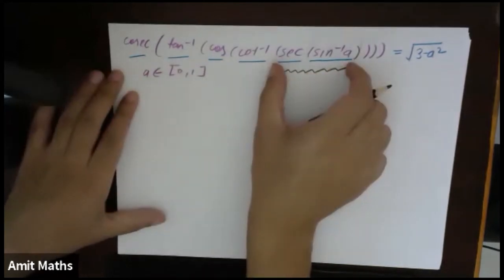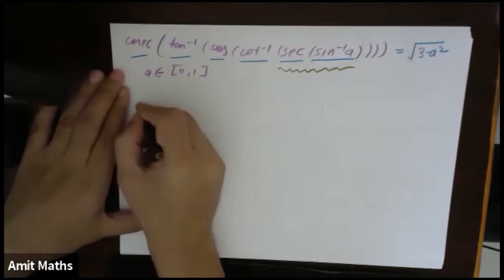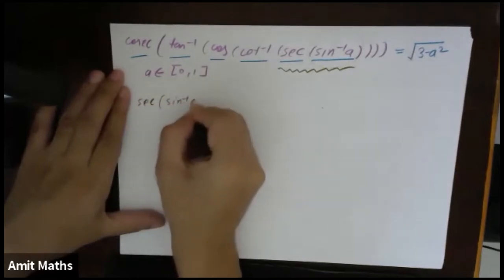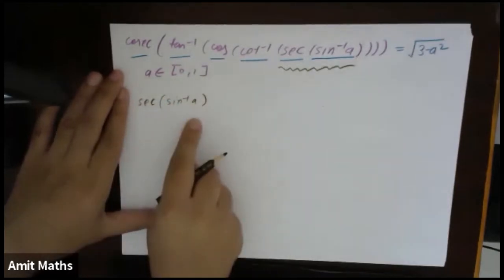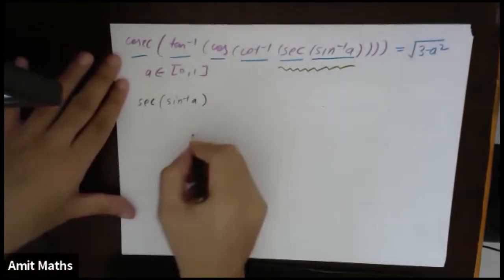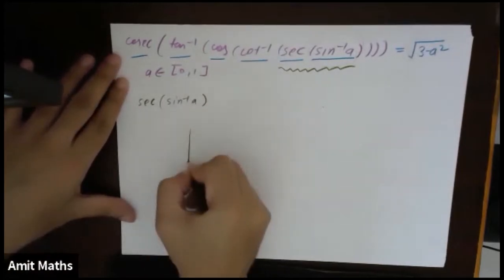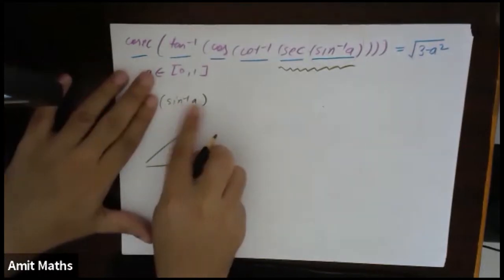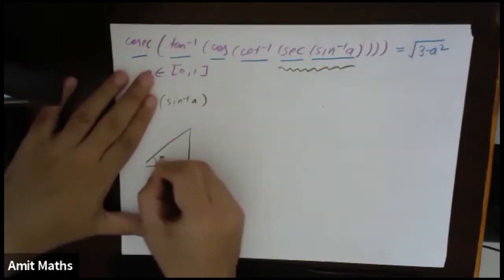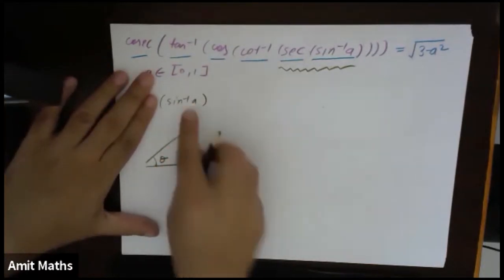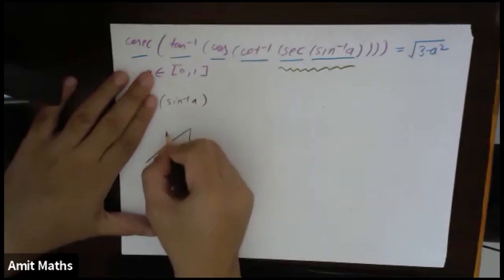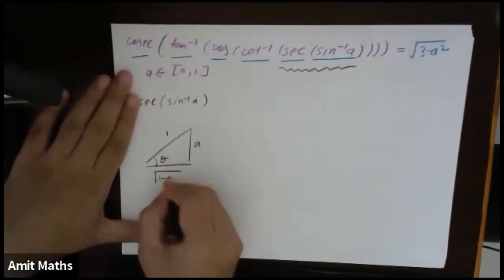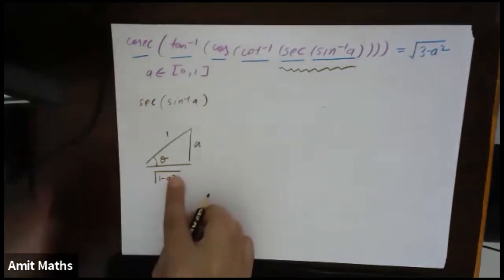So I will try to write this in the sec form. This is sec of sine inverse of A. So for this sine inverse of A, I can form a right angle triangle. If sine inverse of A is equal to theta, then A is the height and the hypotenuse is 1. So the base becomes under the root of 1 minus A square.